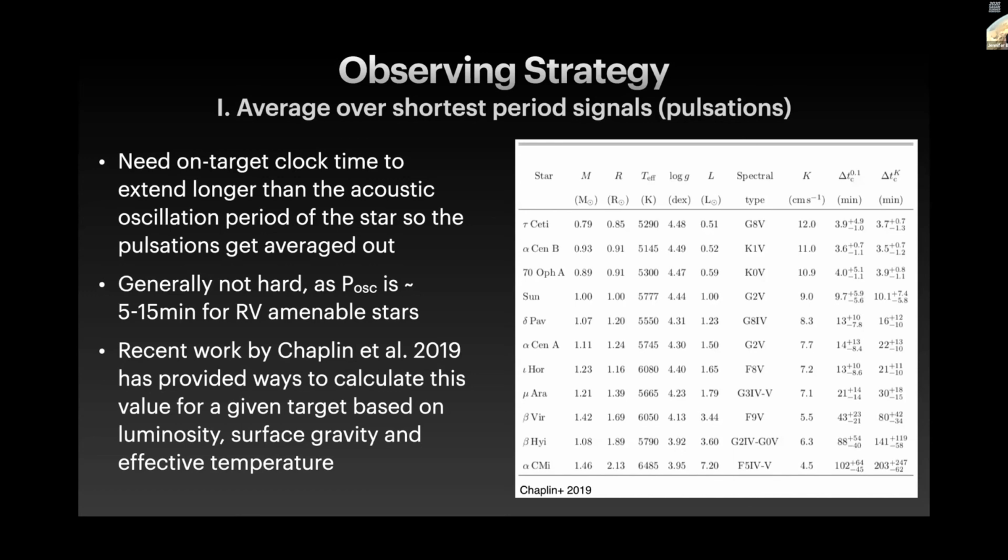But you can check out this paper that came out last year from Bill Chaplin and Heather Segla and others. And they've actually got a nifty little Python script that will tell you, based on the star's parameters, how long you should be making sure to observe for. And an example for some of the stars included in their work is shown in this table.